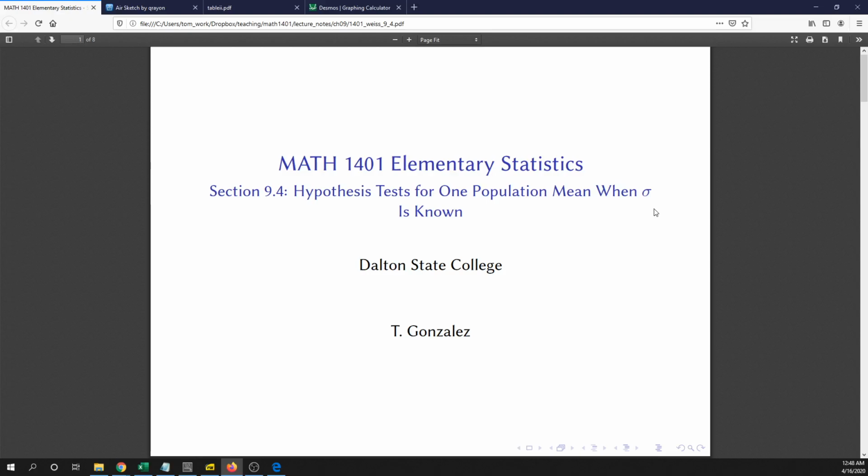Okay, so in section 9.1, we talked about finding the null and alternative hypothesis and determining if the test is two-tailed, left-tailed, or right-tailed. And then in section 9.3, we talked about computing p-values and how to decide whether or not to reject the null hypothesis or do not reject the null hypothesis. All right, so in section 9.4, basically we put all of those things together.